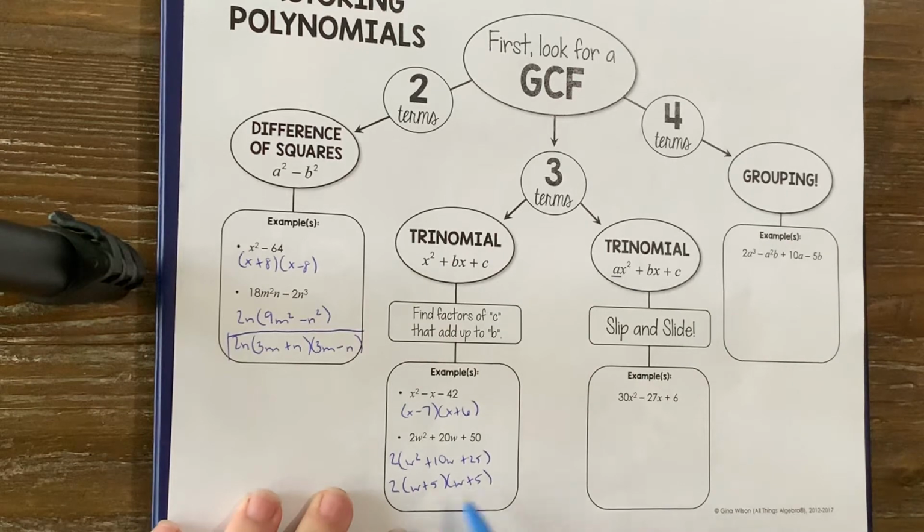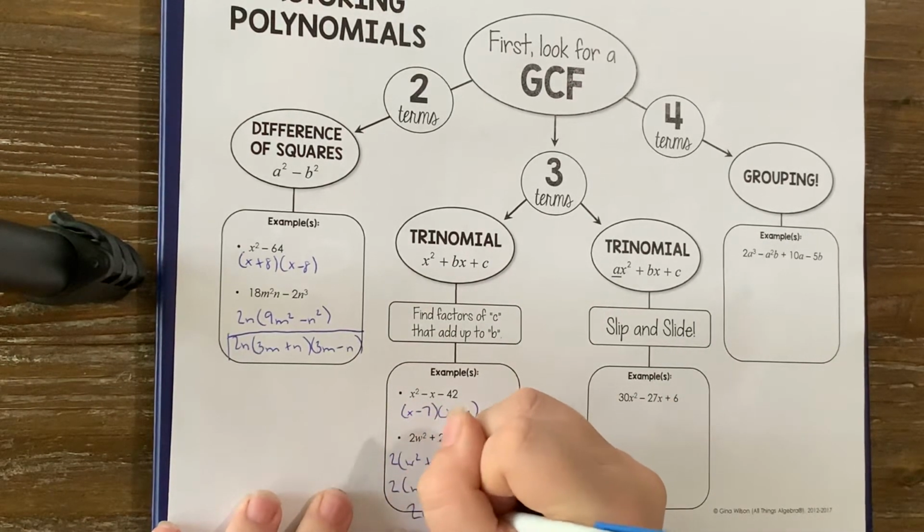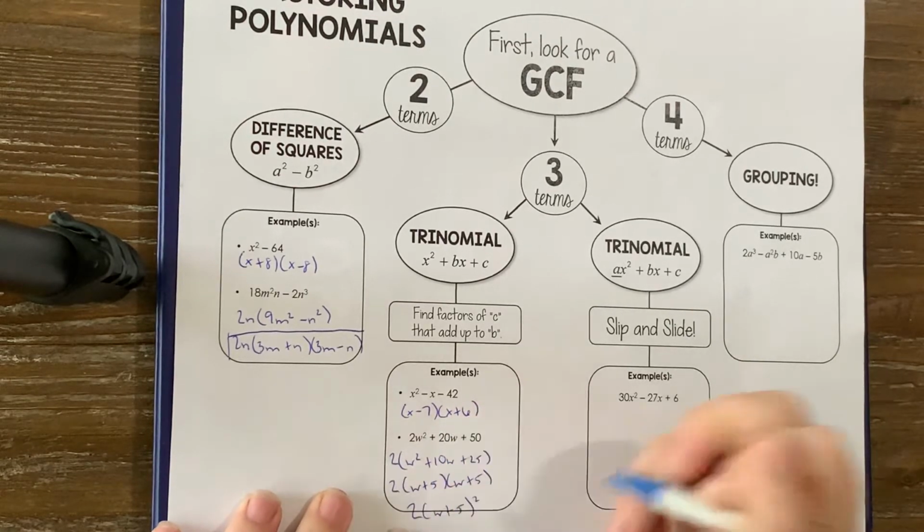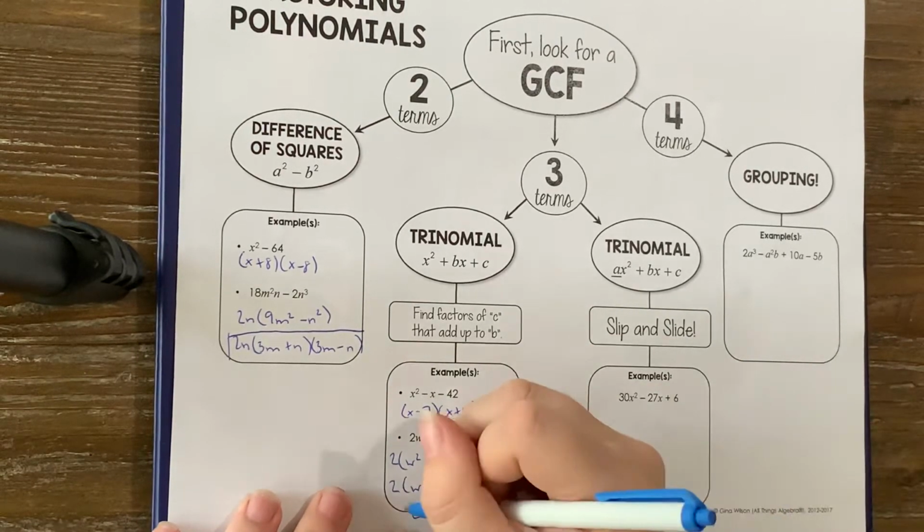Okay, now if you want to condense this down, because we don't want to have 2 of the same factors, you just say 2, you say w plus 5 to the power of 2, because that was written there twice. And that's our answer.